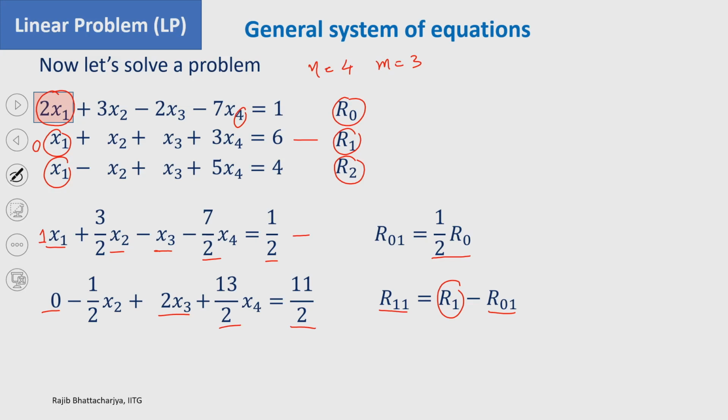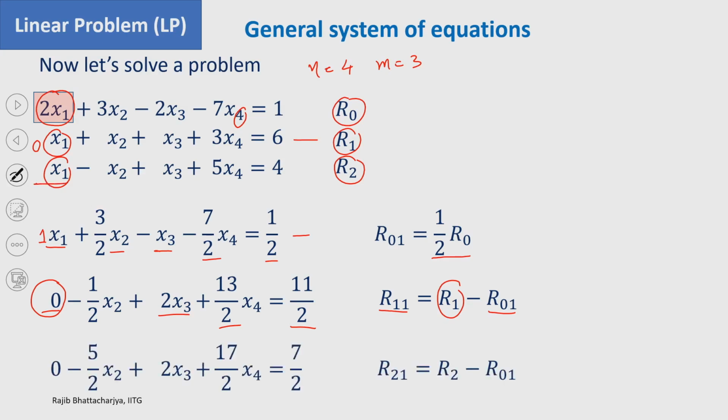So, by doing this operation, what have I done? I have eliminated the x 1 variable from equation 2. Okay. Similarly, I would like to eliminate this x 1 variable from equation 3. So, what will I do? In this case I have done this row operation, that is R 2 minus R 0 1. Okay. So, R 2 minus R 0 1.